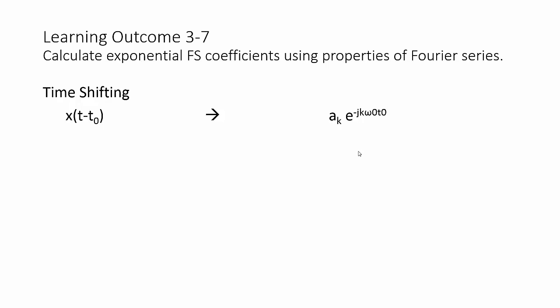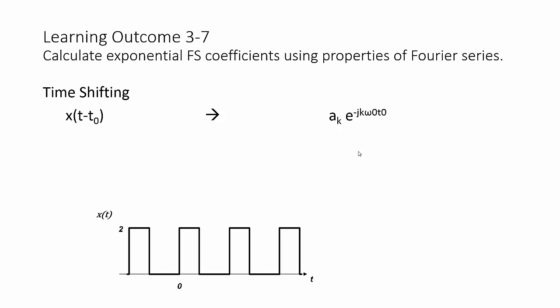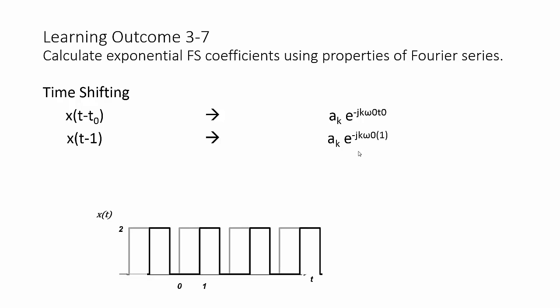Time shifting. If we have our signal and we want to shift it by a certain amount, we can take those coefficients, multiply by e to the j k omega naught t naught, where t naught is the amount we're shifting it by, and omega naught is based on the period or fundamental frequency of our signal.